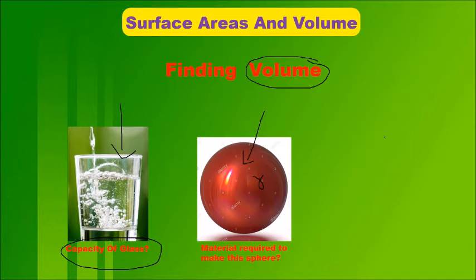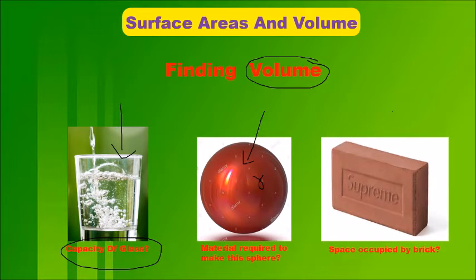Now let us consider the third example of brick. If suppose we want to place this brick anywhere, then what is the space occupied by this brick? In that case also we have to find out the volume of the brick. The volume of the brick will be equal to the space occupied by it.